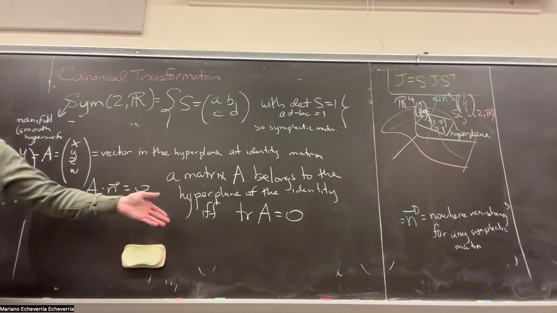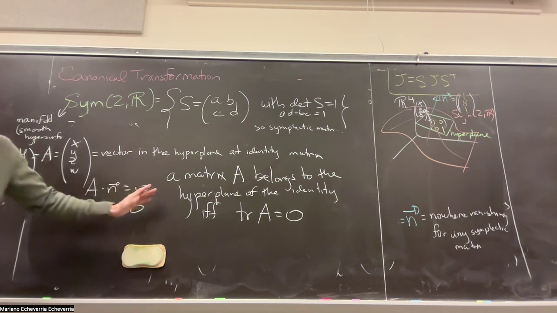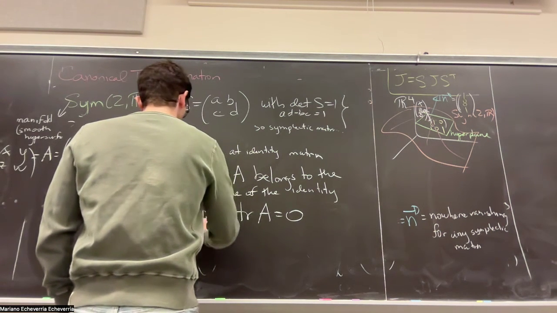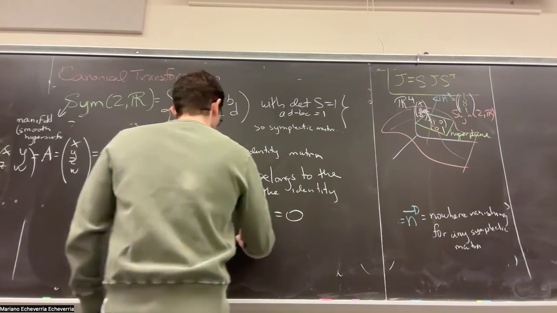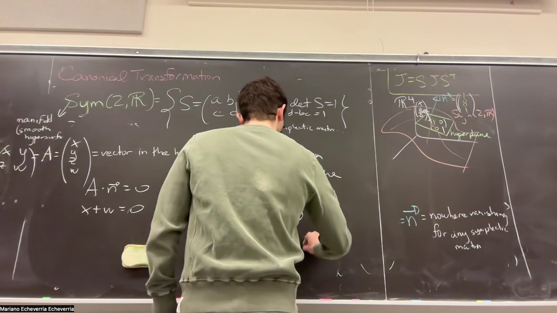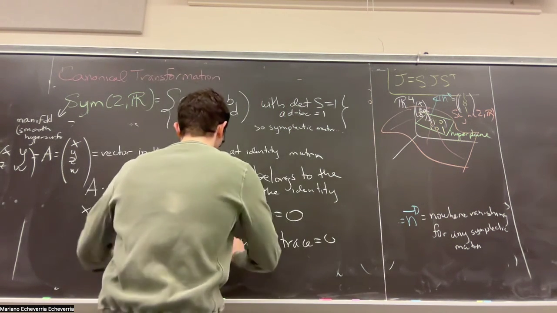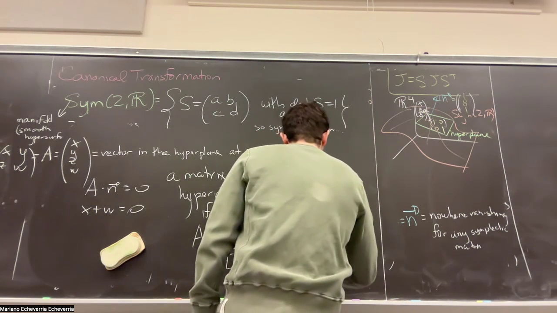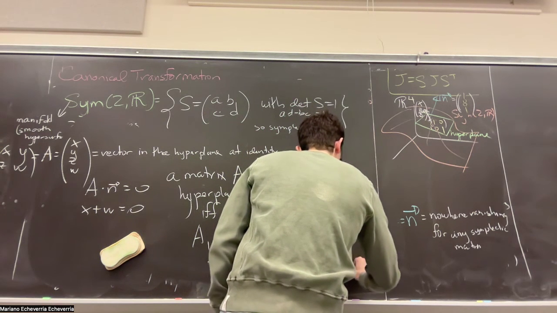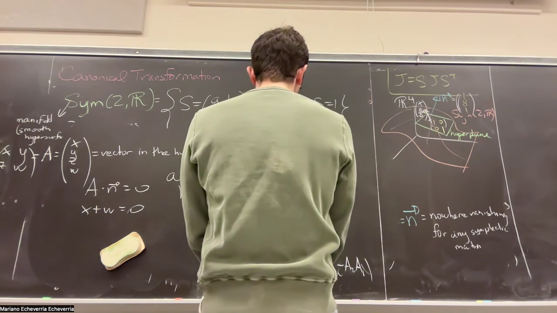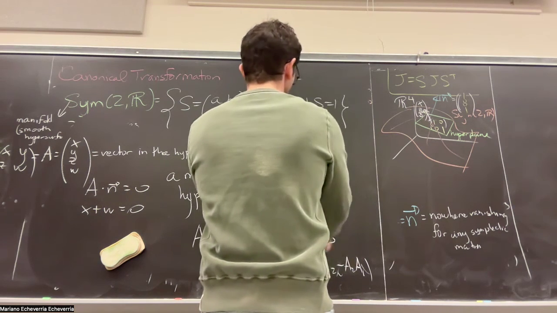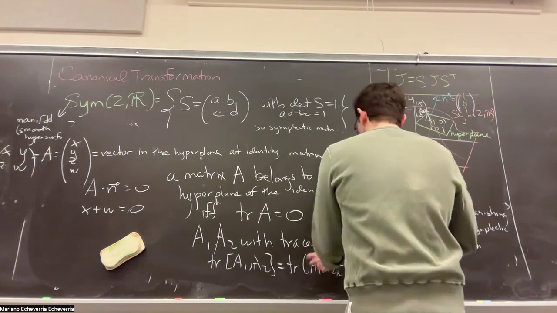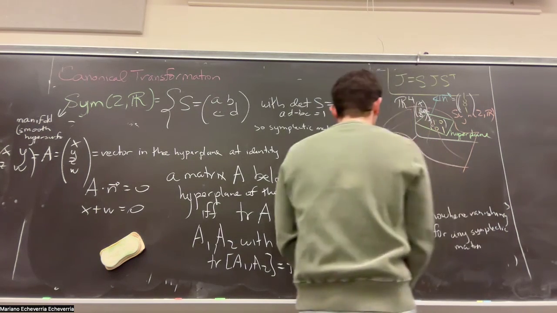This is closed under commutators, right? This is like a Lie algebra, if you have seen this before. Because if you have two matrices A1 and A2 with trace 0, what is the trace of the commutator? The trace of the commutator is the trace of A1 A2 minus A2 A1. That's just because the trace of AB is the same as the trace of BA. So that gives you 0 again.